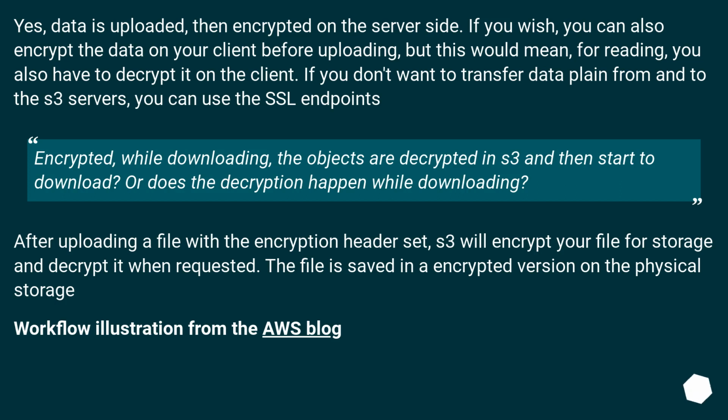If encrypted, while downloading, the objects are decrypted in S3 and then start to download? Or does the decryption happen while downloading? After uploading a file with the encryption header set, S3 will encrypt your file for storage and decrypt it when requested. The file is saved in an encrypted version on the physical storage. Workflow illustration from the AWS blog.